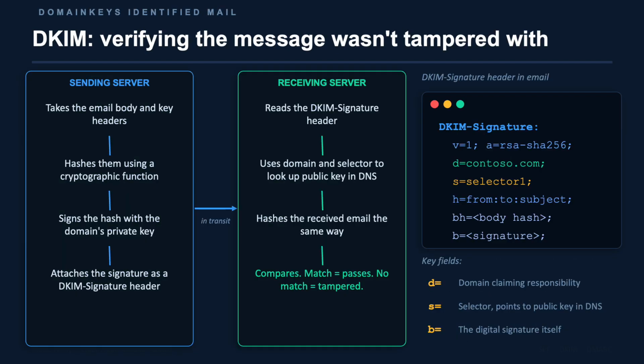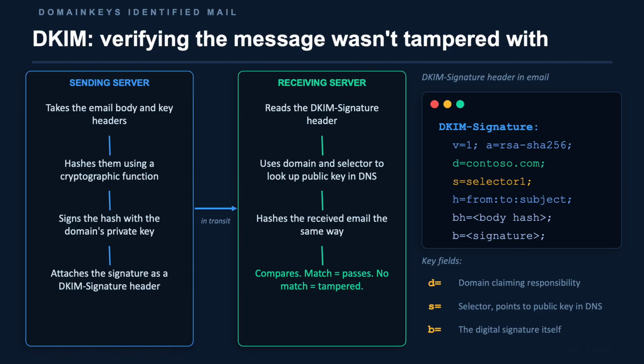Now the second layer, DKIM. DKIM stands for DomainKeys Identified Mail. Where SPF checks which server sent the message, DKIM answers two different questions. Did the domain that claims to have sent this message actually authorize it? And did the message arrive unchanged from how it was sent?